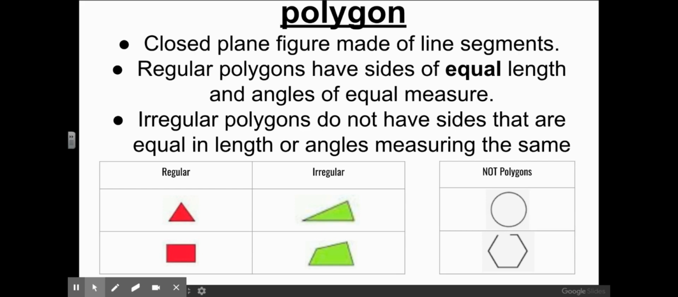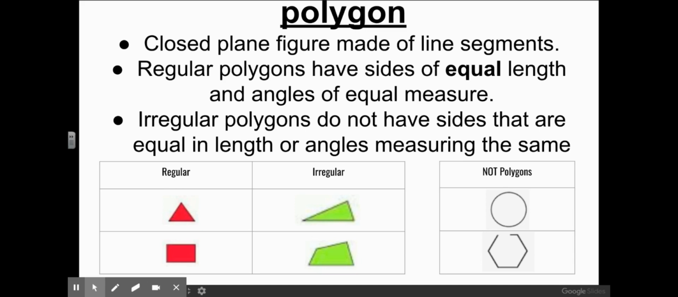Let's move on to polygons. A polygon has to be a closed plane figure or a 2D shape, a flat shape, made of line segments. Regular polygons have sides of equal length and angles of equal measure. Irregular polygons do not have sides that are equal in length or angles measuring the same. Now, notice here, I have this regular triangle. This is a regular polygon because all sides and angles measure the same. Now, over here, this one's irregular because they're actually all different sizes, right? Here I have a rectangle, and then this one is a quadrilateral, but it's not a regular polygon because the angles and the sides aren't the same.